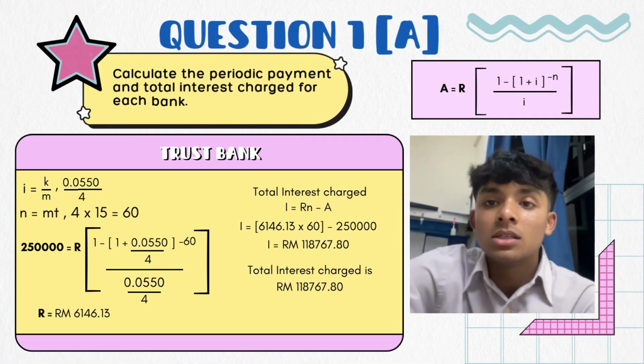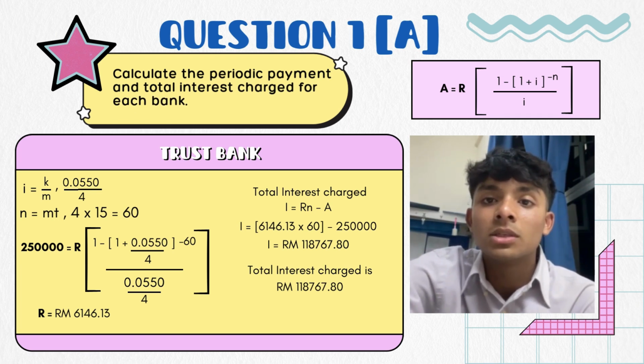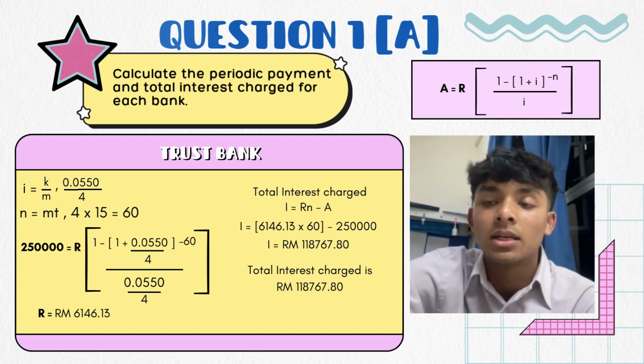For Trust Bank, i is the interest rate per interest period, which is k over m. k is 0.055, m is 4. n is the number of interest periods, which is m times t, then we get 60 for n. Then we apply the formula A equals R, then we get 6,146 ringgit and 13 cents for R for Trust Bank. Next, to calculate the total interest charge for each bank, we use the formula I equals Rn minus A. R equals 6,146.13, n equals 60, then we get 118,767 ringgit and 80 cents total interest charge for Trust Bank.